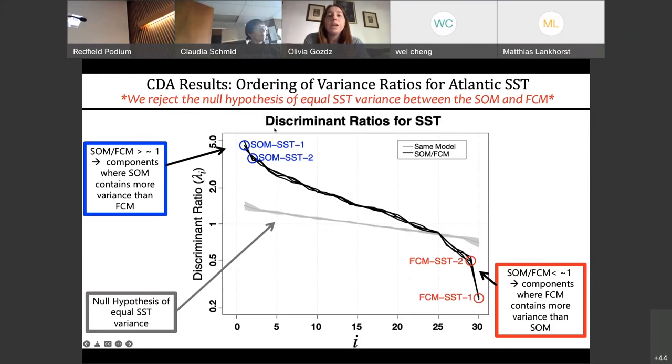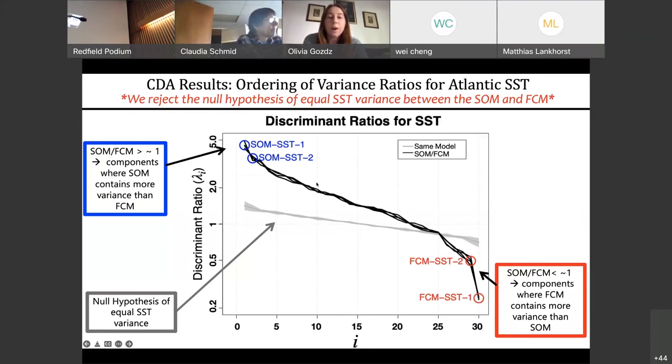So what's shown here is just the lambdas, so the discriminant ratios for analysis on SST. What's shown on the y-axis is the value of the discriminant ratio, and what's shown on the x-axis is the component number. And as you can see, they're ordered from the largest discriminant ratio to the smallest discriminant ratio.